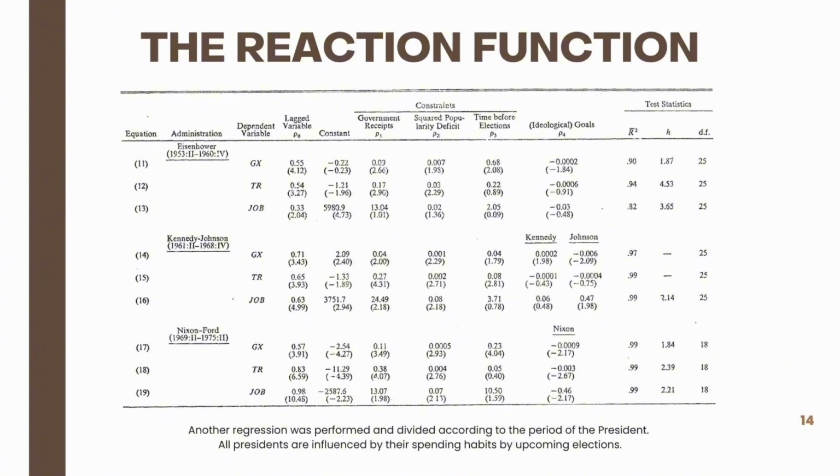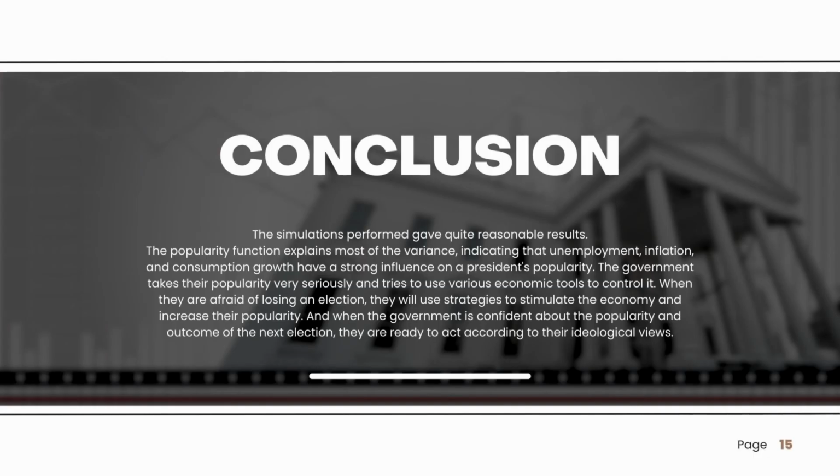Coming to the last part, the concluding remarks: the simulation performed from both the popularity function and the reaction function gives a reasonable result. The popularity function explains most of the variance, indicating that unemployment, inflation, and consumption growth have a strong influence on a president's popularity. The government takes their popularity very seriously and tries to use various economic tools to control it.